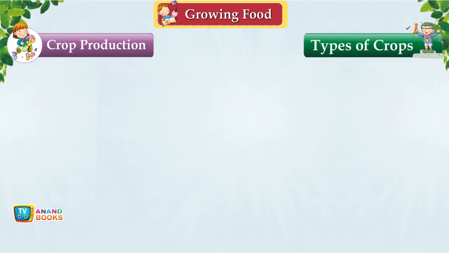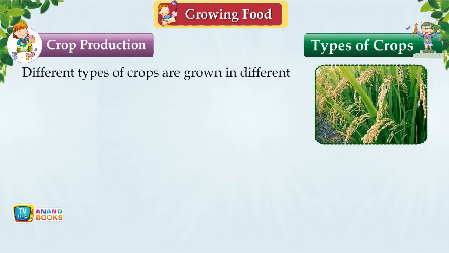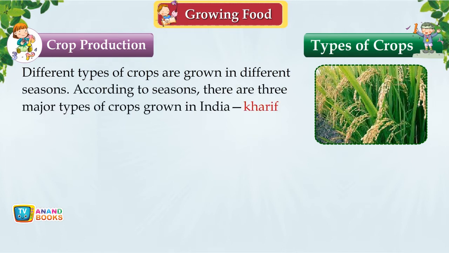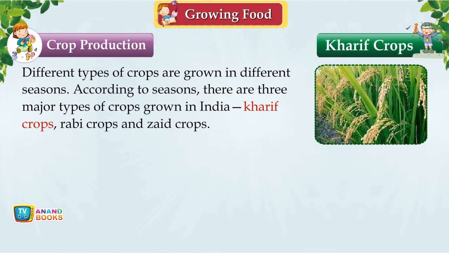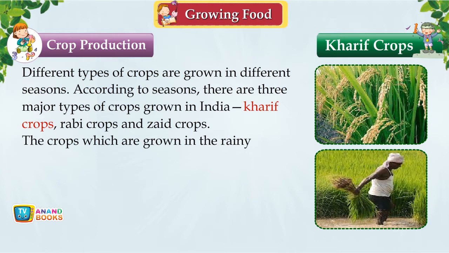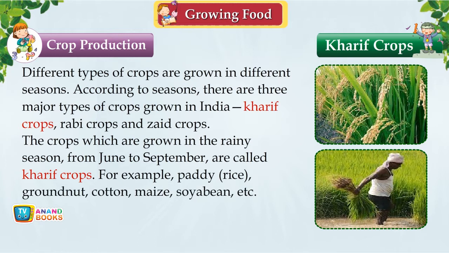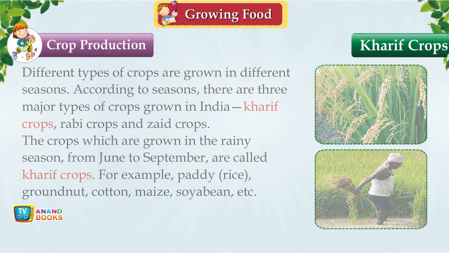Types of crops. Different types of crops are grown in different seasons. According to seasons, there are three major types of crops grown in India: Kharif crops, Rabi crops, and Zaid crops. Kharif crops. The crops which are grown in the rainy season from June to September are called Kharif crops. For example, paddy, rice, groundnut, cotton, maize, soybean, etc.